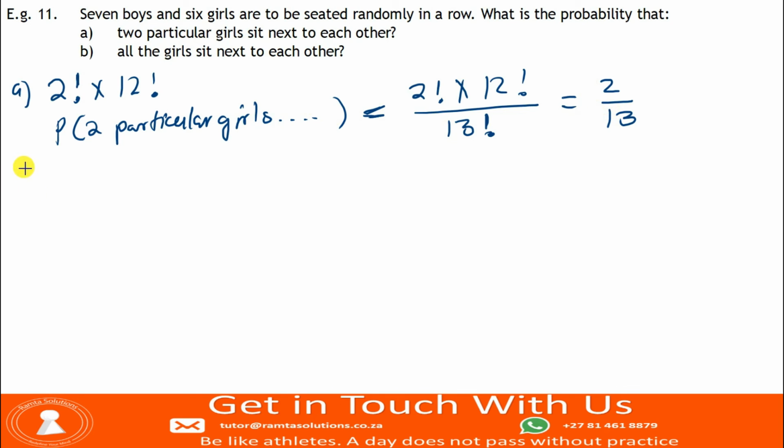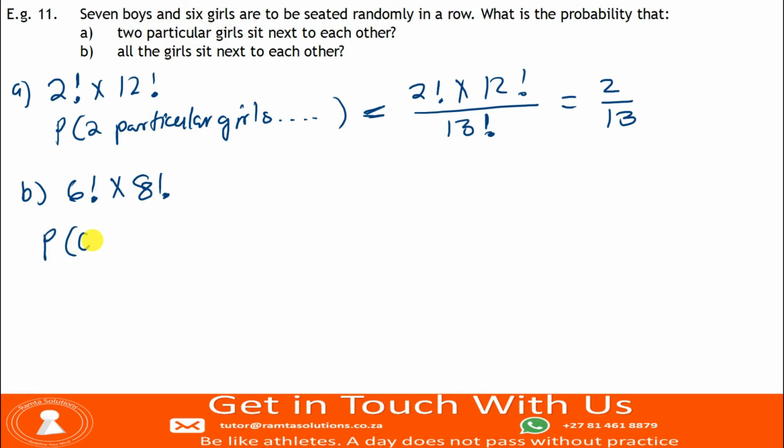Perfect. Question B: the probability that all the girls sit next to each other. We have a group of 7 boys and 6 girls. There are 6 girls, in other words, there are 6 factorial ways to sort the girls. From 13, if we minus 6, we will be left with 7. However, we consider these girls to be a unit, so we add 1. 7 plus 1 will be 8.